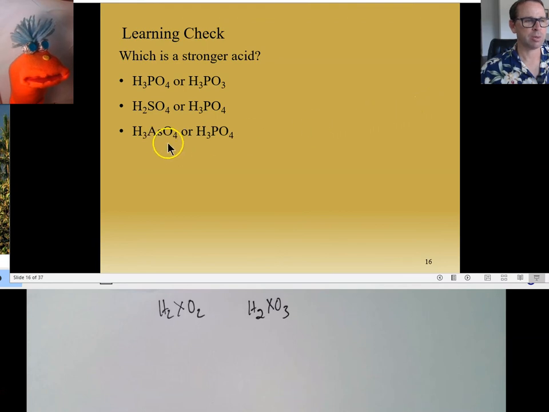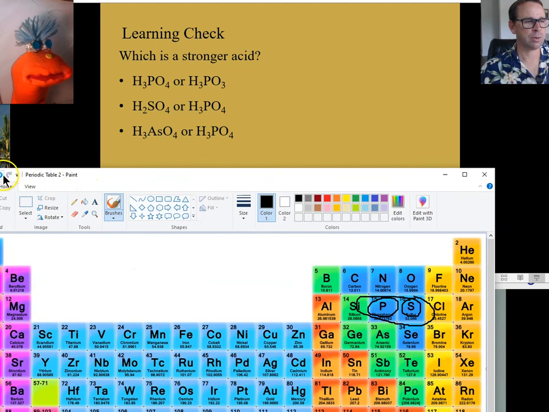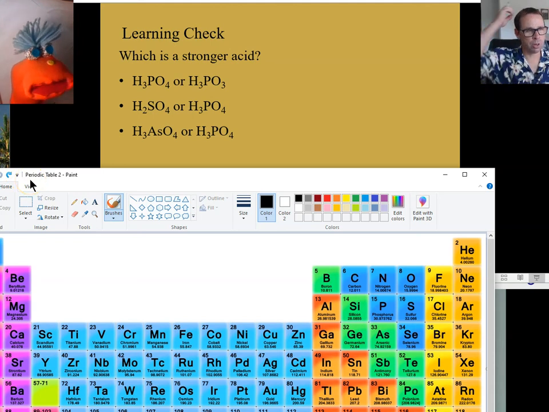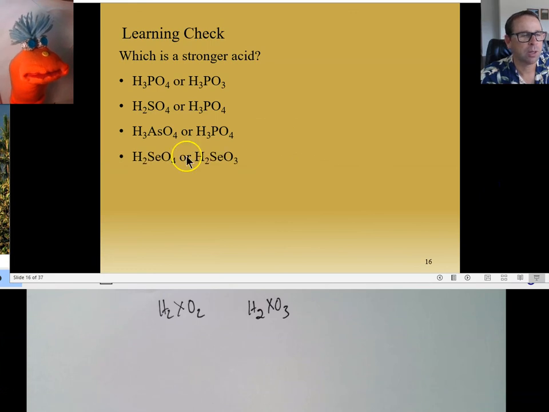Okay, how about this one? H3AsO4 or H3PO4? Same number of oxygens, arsenic and phosphorus. What do you think? Phosphorus is more electronegative, right? Higher? That's right. So I'd go with the phosphorus. That's right. Very good. How about this one? Let's see. Oh, more oxygen. So the selenic one, not the selenous. That's right. Selenic acid, not selenous acid. Very good.